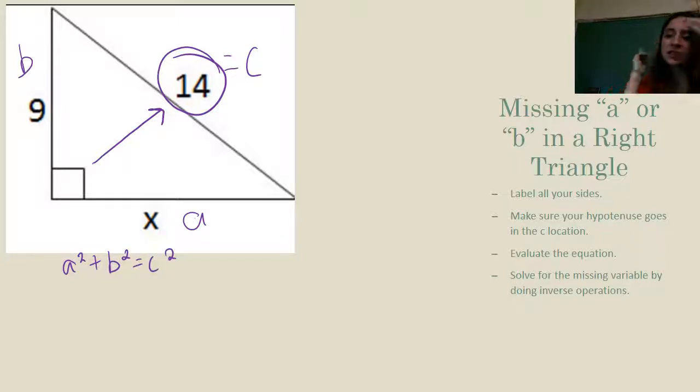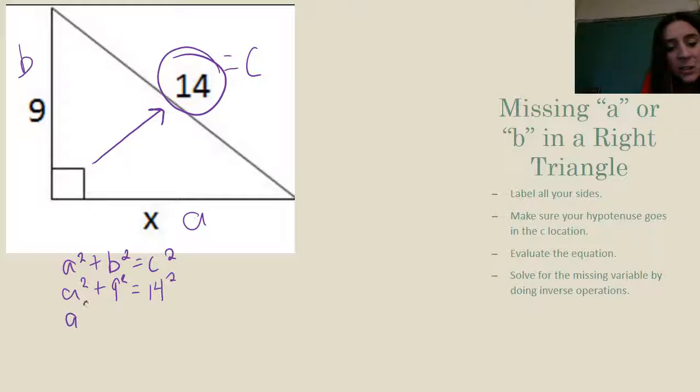Now all I need to do is substitute. So I'm going to plug in A for A since I don't know it. For B, I'm going to plug in 9 because I labeled that B. And for C, I'm going to plug in what's here, which is 14. So A squared plus 9 squared equals 14 squared.